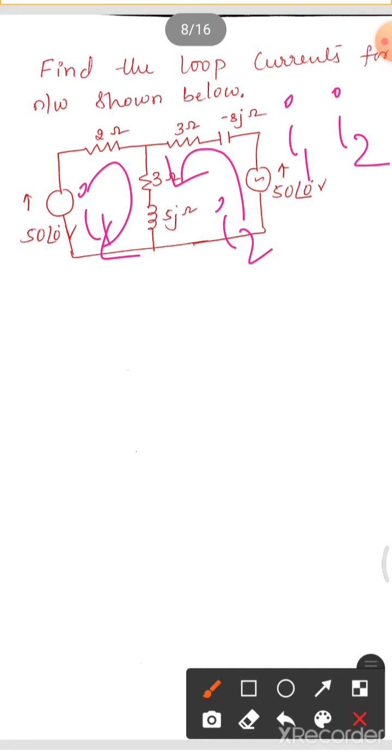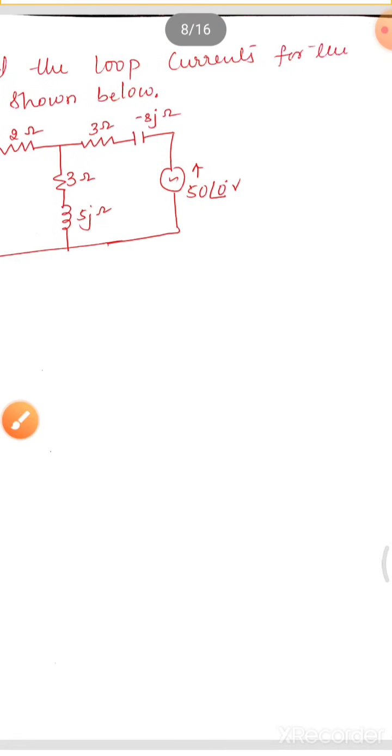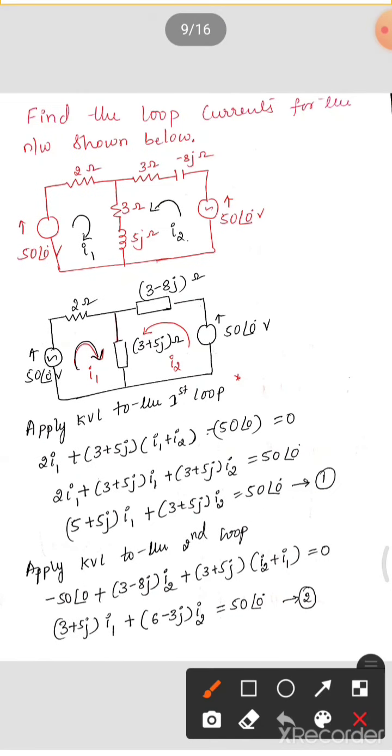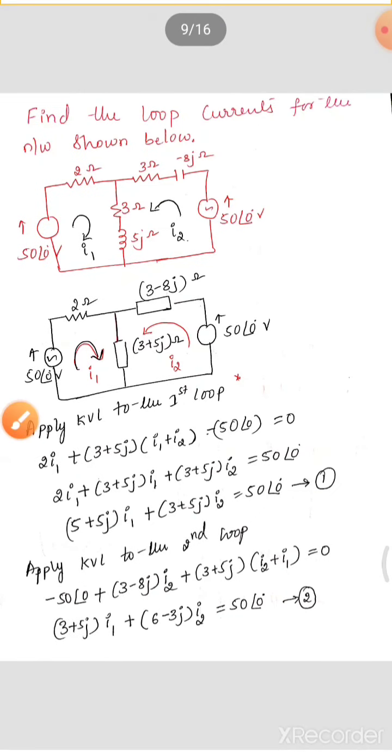For that, let's apply KVL. Easily we can apply KVL for each loop. Since there are two loops, we get two equations. When you solve the two equations, you get the two variables, that is I1 and I2. So let's solve that. There are two loops we have considered.